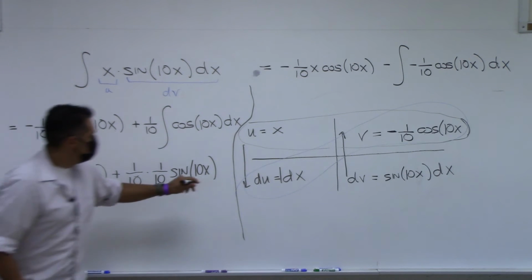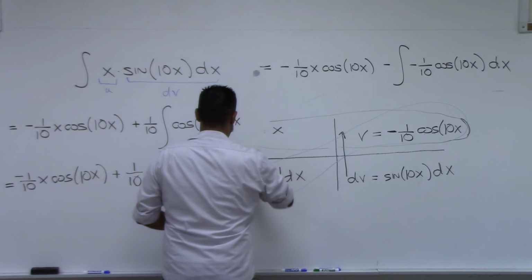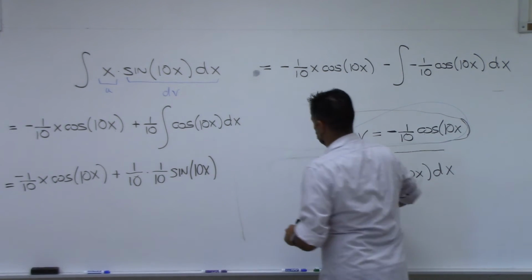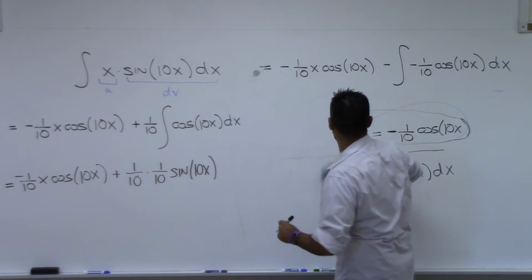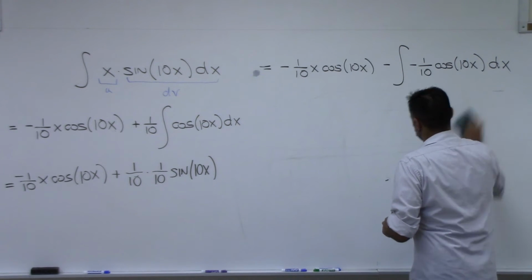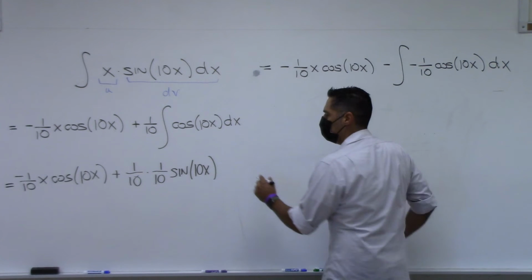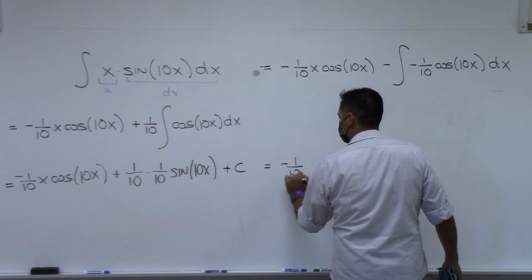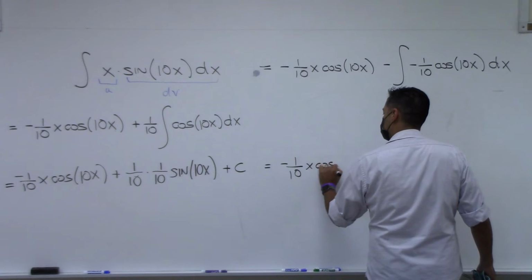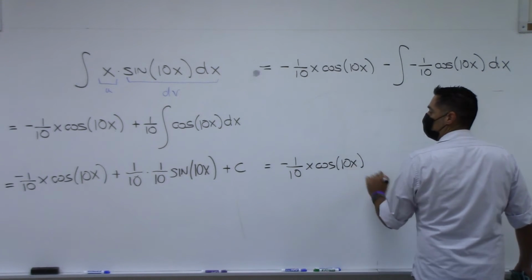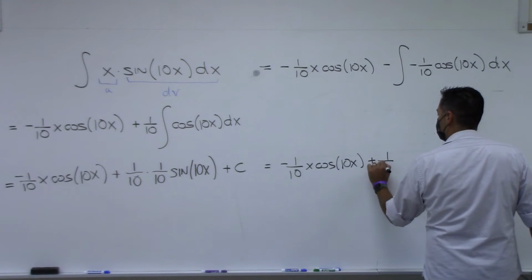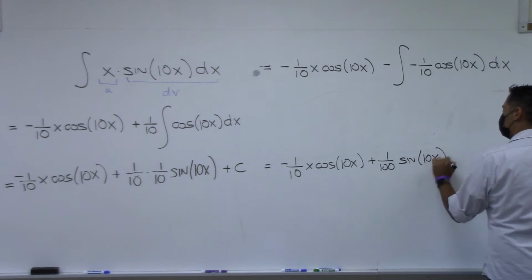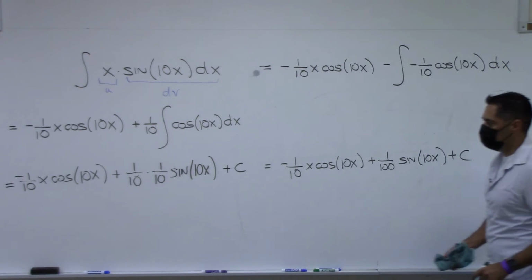Now I need a plus c. I'm going to get rid of this. Roman, was that okay? You understand that 1/10 there? Yes. Okay. So plus c, and now we're done. We just write it all. The 1/10 and 1/10 is going to become 1/100th, and then sine of 10x plus c. There it is. Box it up. That's the answer.